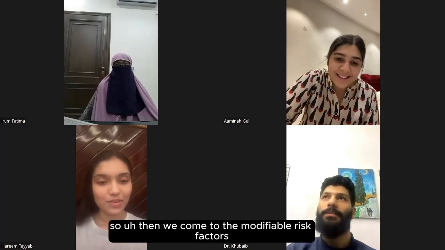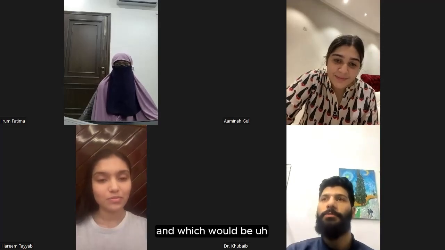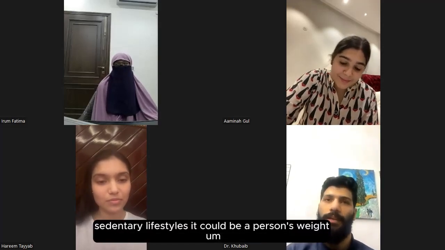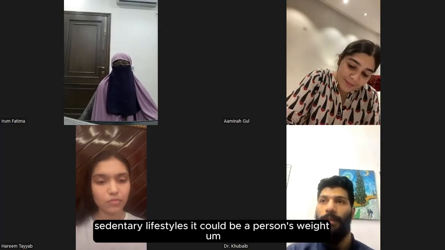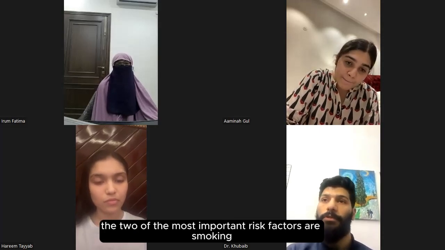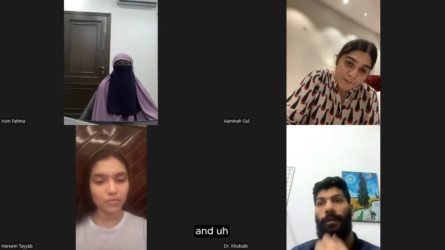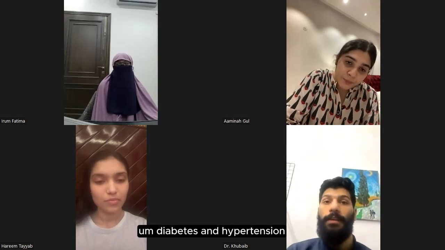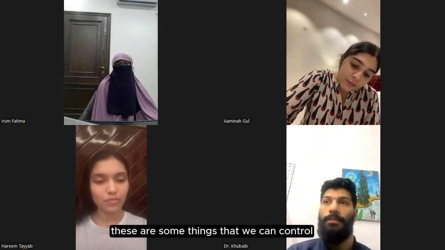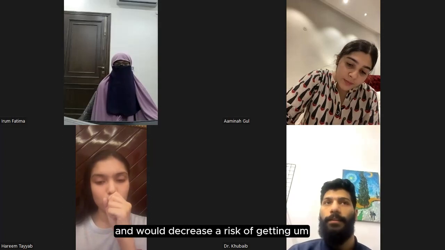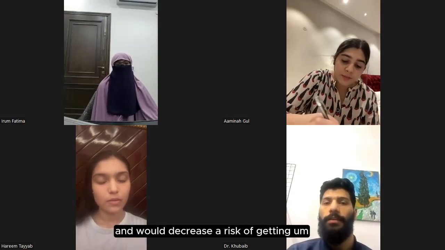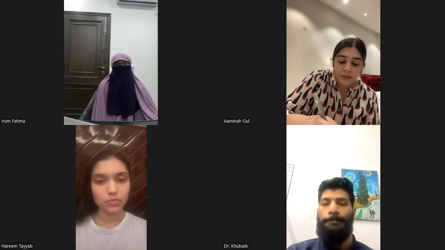Now, so then we come to the modifiable risk factors, which would be sedentary lifestyles. It could be a person's weight. Two of the most important risk factors are smoking and diabetes and hypertension. These are some things that we can control and would decrease our risk of getting an ischemic heart disease.